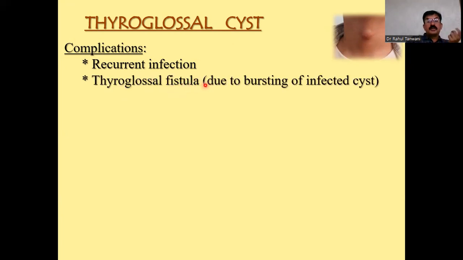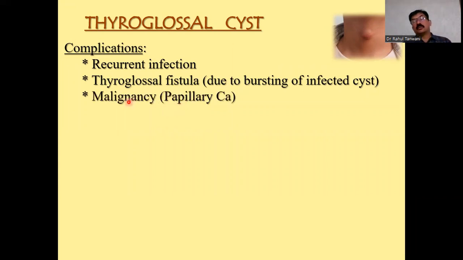Thyroglossal fistula can occur. We'll see in the next part what exactly happens in the thyroglossal fistula. If it gets infected, then it may lead to thyroglossal fistula. And last but not the least, probably the most dangerous one, it can give rise to a malignancy.